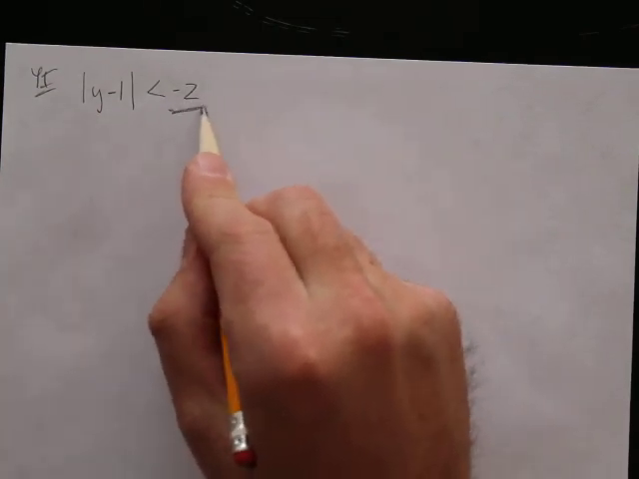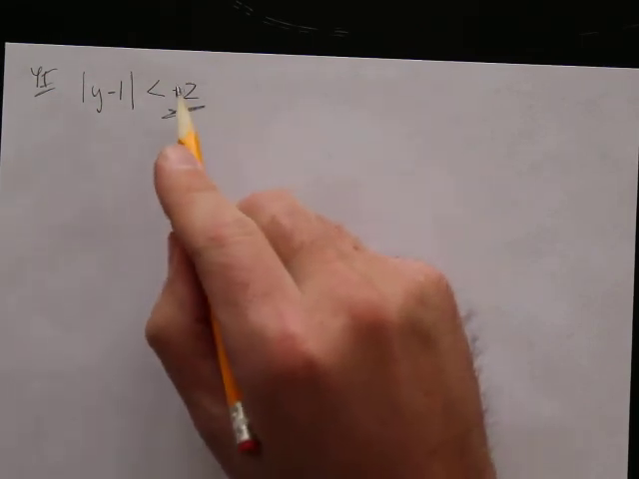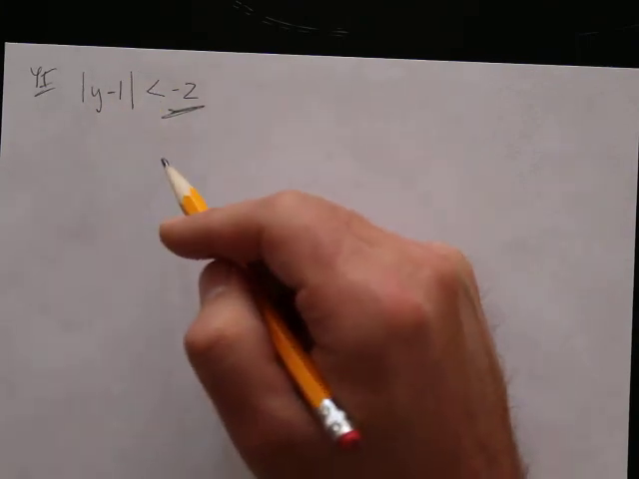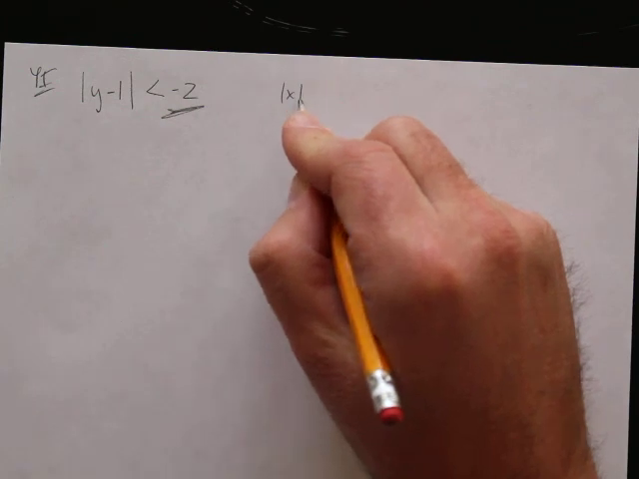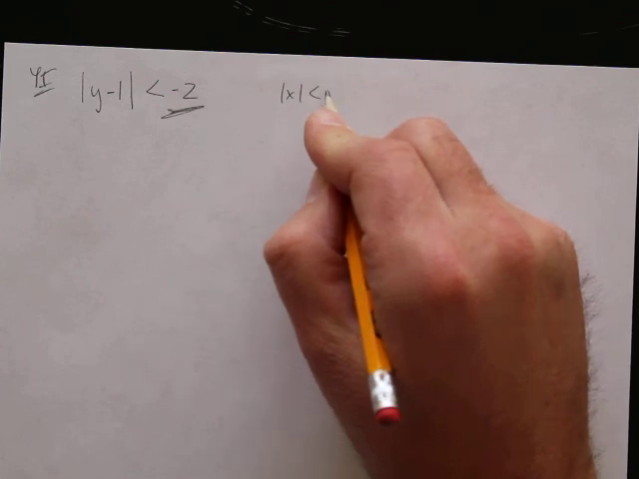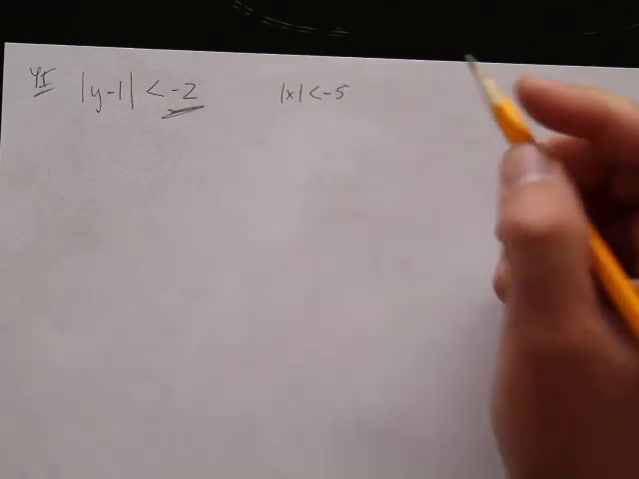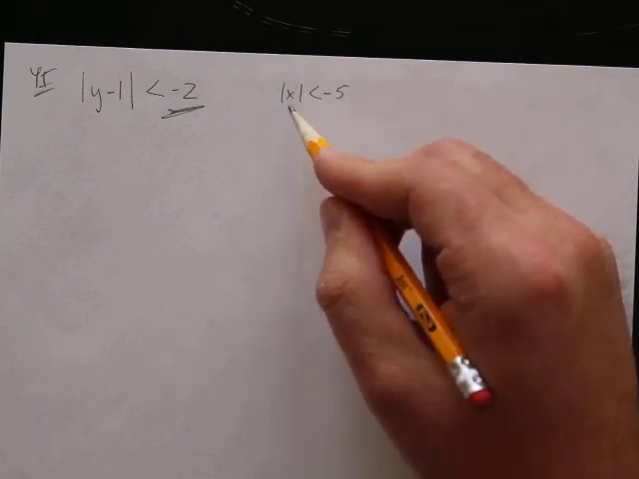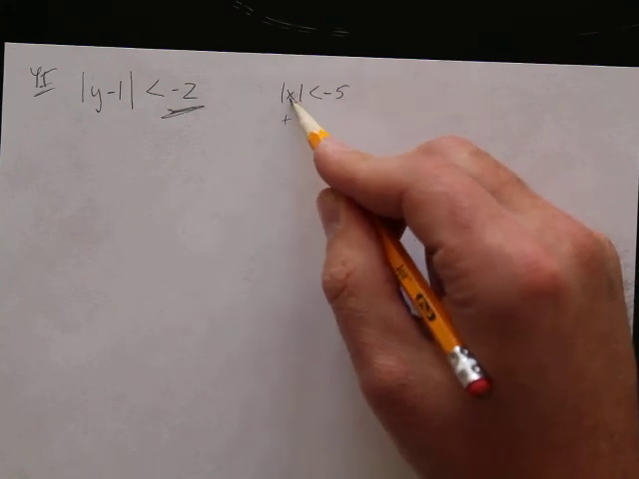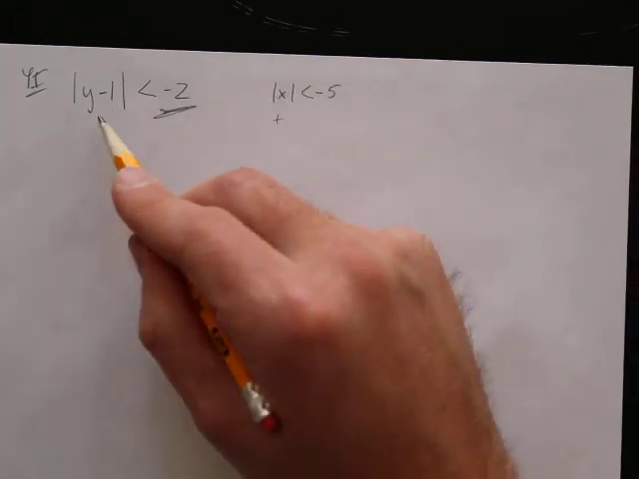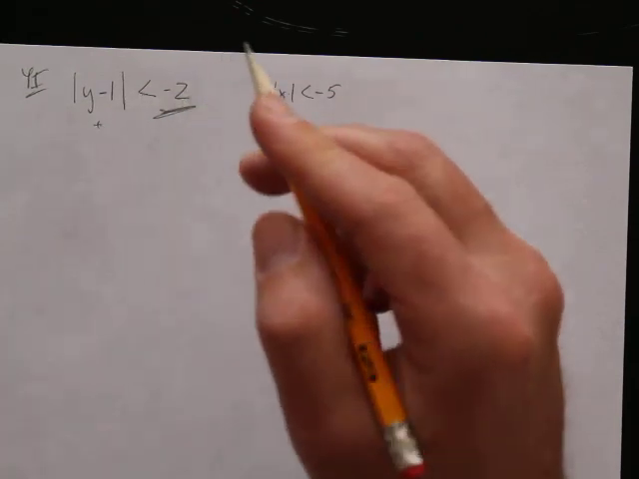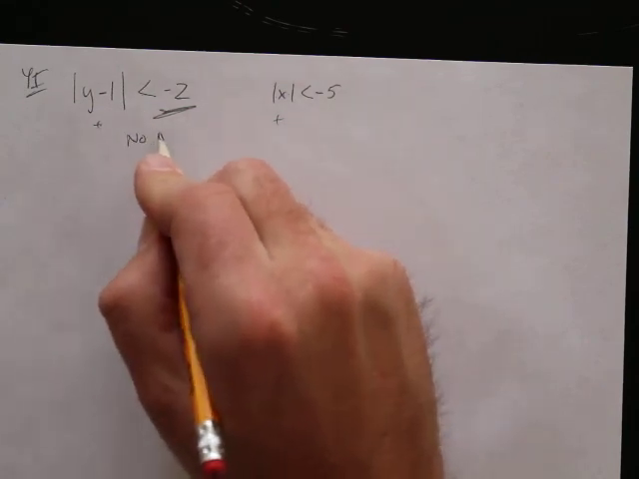Haha, fooled you. This is a negative 2. So negative 2 cannot be greater than anything that comes out of an absolute value sign. If I have the absolute value of x less than negative anything, I can't have it, because anything that comes out of here is going to be positive. There's no way I'm going to get a negative number after I use the absolute value sign. There's no positive number that is less than a negative number. And so if I have this problem here, I've got no solution.